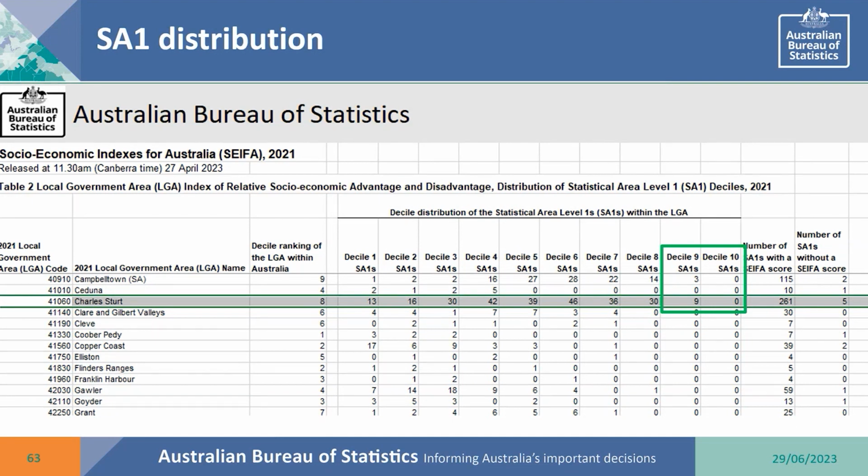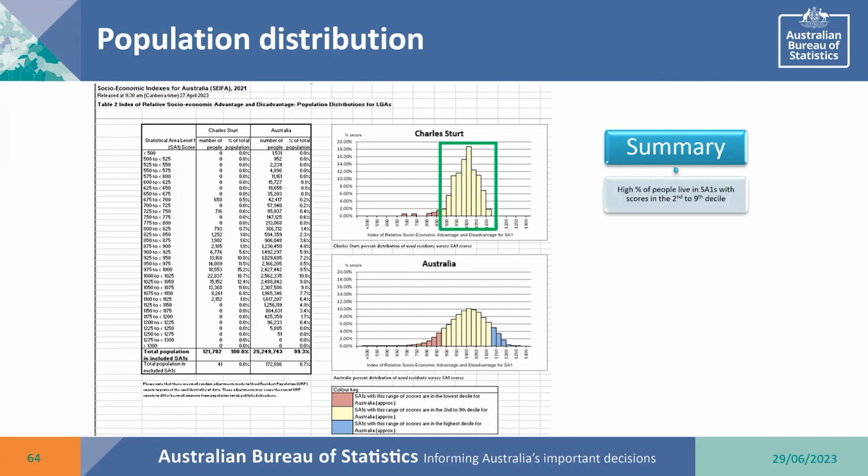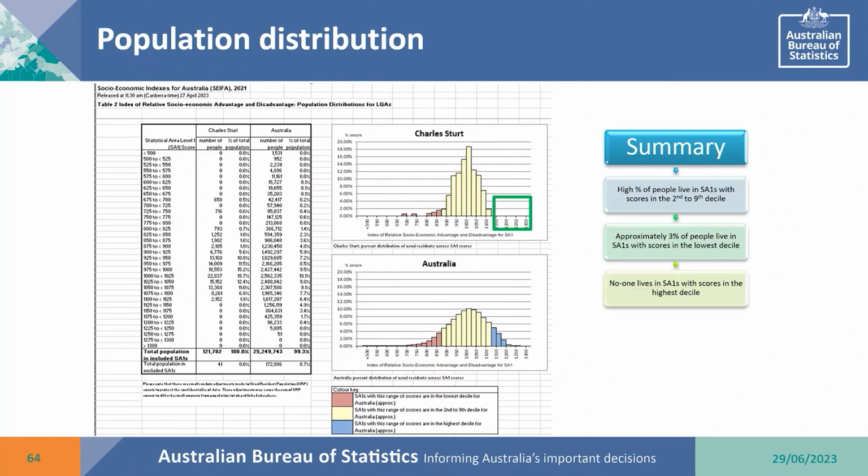Let's just have a look now at the population distribution and see what we can learn from that. Populations living in SA1s with each of the SEIFA score ranges looks quite a bit different from the Australia picture. We have a high proportion of people living in SA1s with scores in the 2nd to the 9th decile. Approximately 3% of people live in SA1s with scores in the lowest decile, and no one lives in SA1s with scores in the highest decile. And as I said, the population distribution is quite different from Australia overall. This shows us that if we want to target people living in the most disadvantaged SA1s, we can't just give funding to every part of the region.